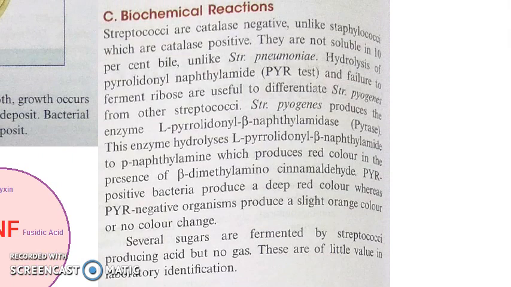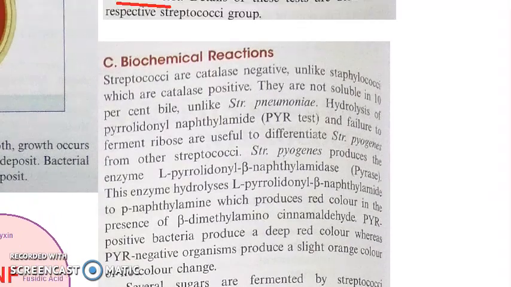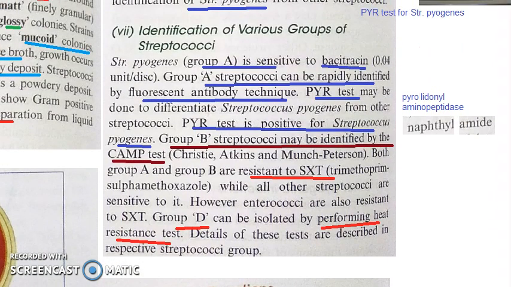Now, let us move on to other biochemical reactions. Lot of them are there. I am leaving all these for you only. Now, let us see how you will identify various groups of streptococci. Group A streptococci can be rapidly identified by fluorescent antibody technique. Just mark that and keep, okay. So, for group A, you will identify by fluorescent antibody technique.